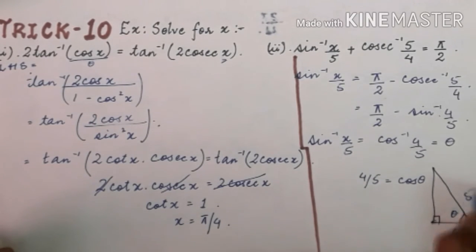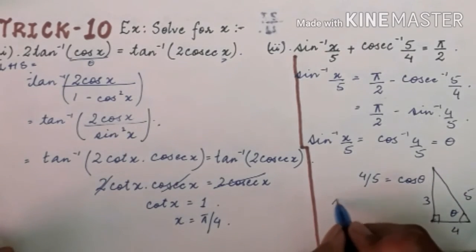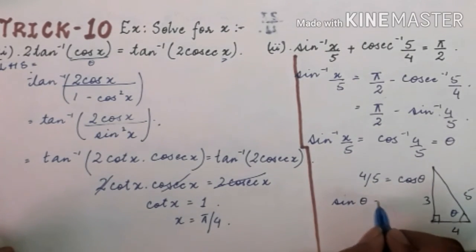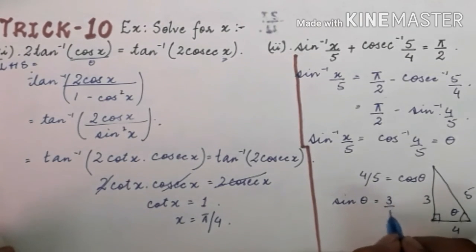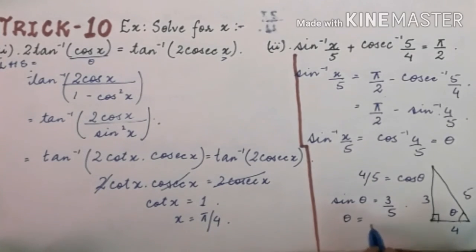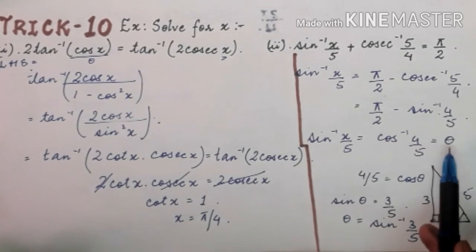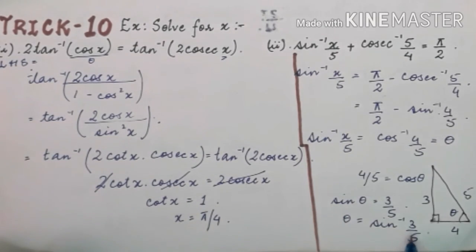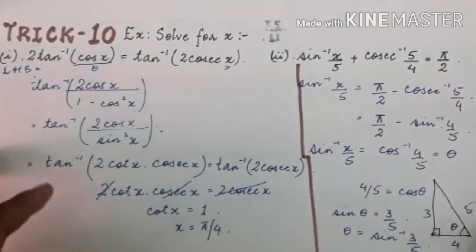It's based upon the hypotenuse and this will be 3. So sin theta will be perpendicular upon hypotenuse. So theta will be sin inverse 3 by 5. See, sin inverse x by 5 is equal to theta, and this is also equal to sin inverse 3 by 5. So you can equate these two terms.